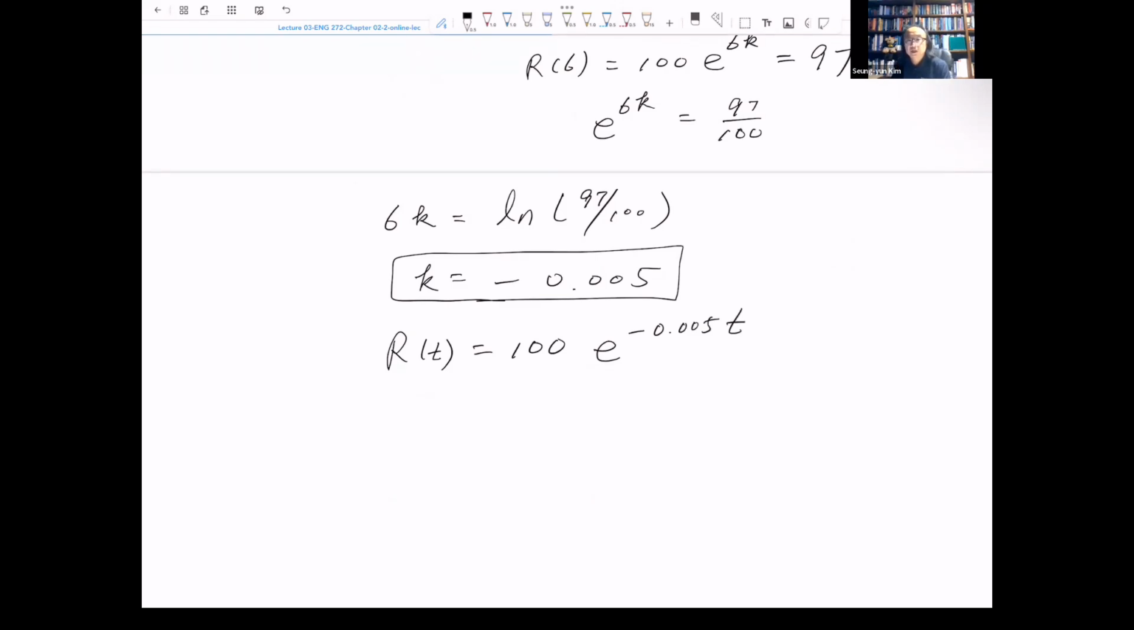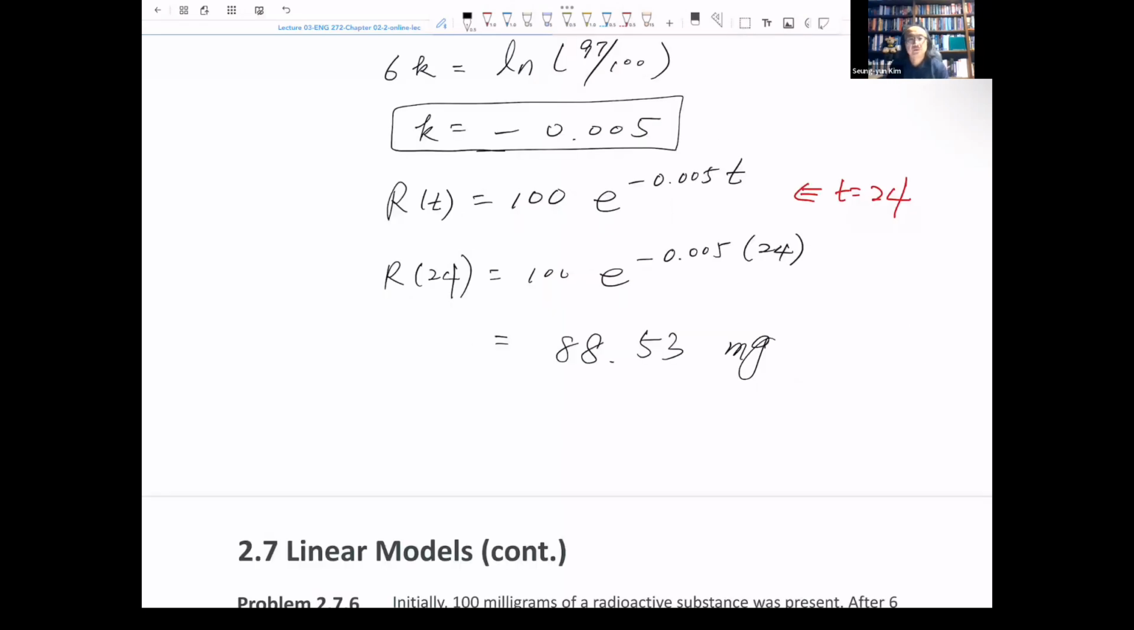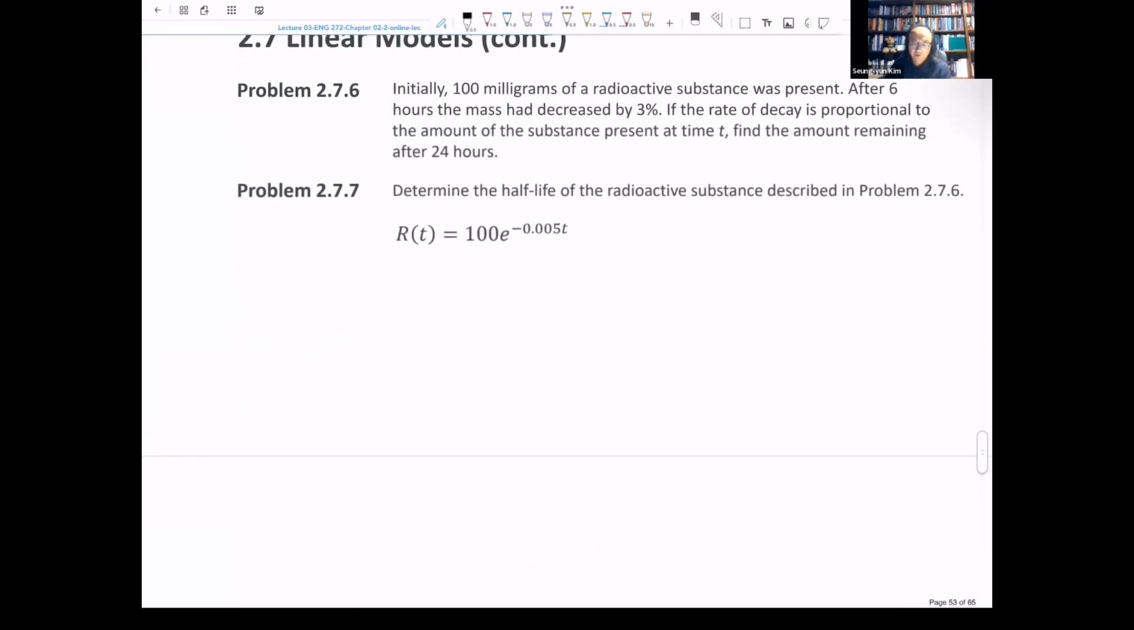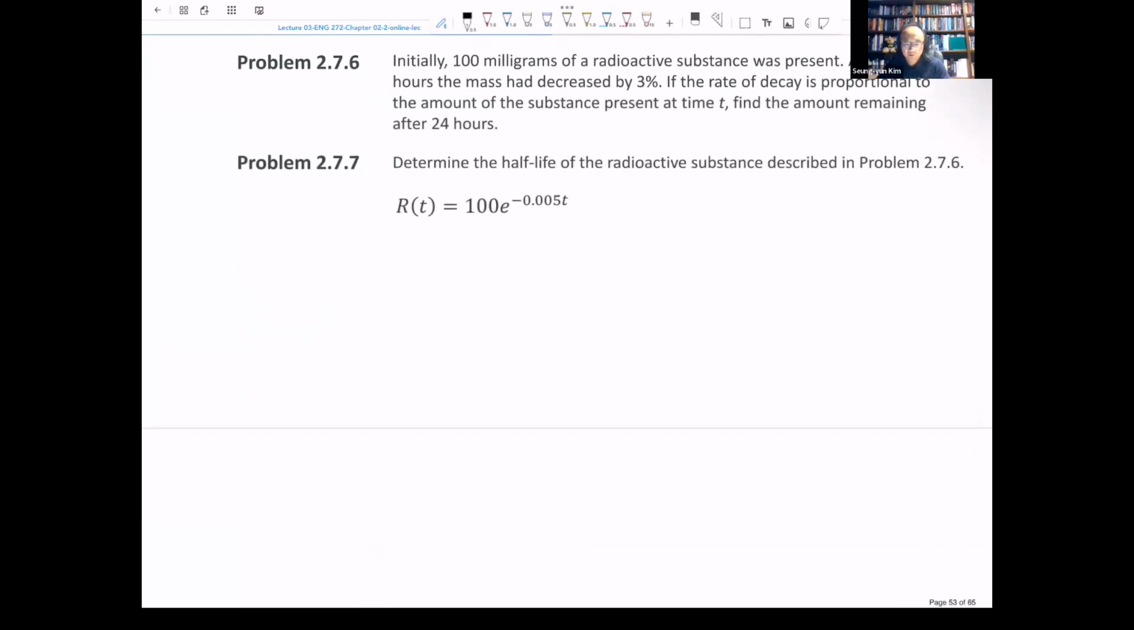They want us to find 24 hours later, right? So t equals 24 now. So R24 equals 100 e to the negative 0.005 times 24, and use your calculator, 0.53 milligram. Any questions? So we just did problem 2.7.6.